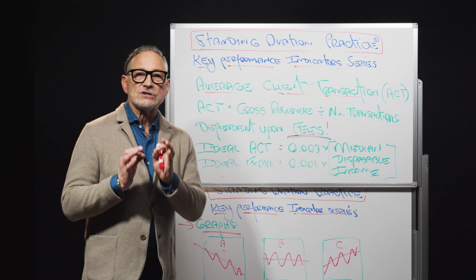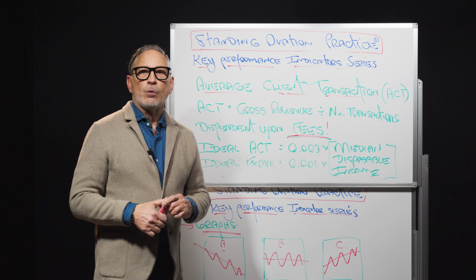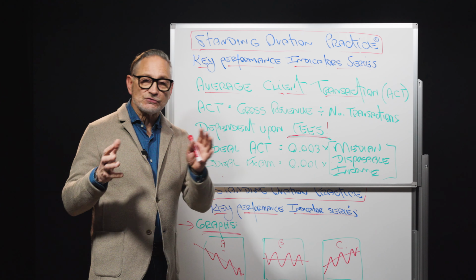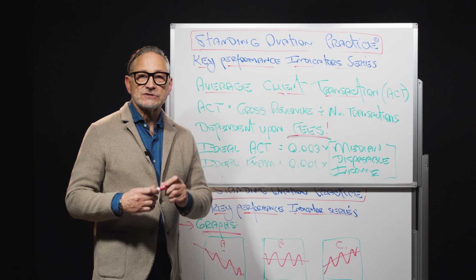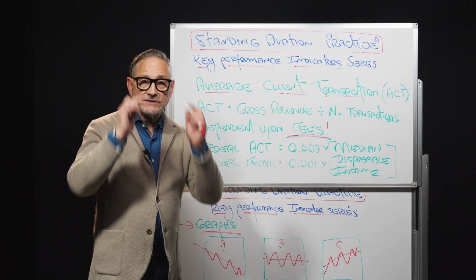The reason why this is so important is that most practices get it so wrong. When I do practice analyses as part of the diagnosis and repair of a practice, the first thing I'm looking at is what is the ideal average client transaction? And guys, 9 out of 10 practices is too low.